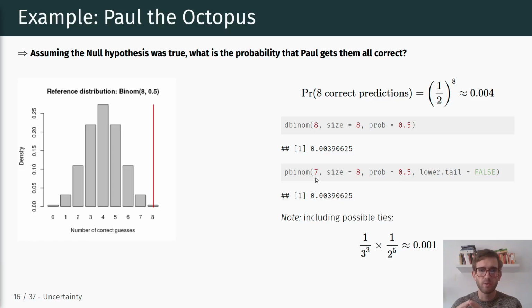We could also do this with pbinom, which gives you the cumulative probability up to a certain point, or if we include the option lower.tail equals FALSE, that's 1 minus that probability. So we have the probability of observing a value larger than 7, so that's just the value equal to 8, of a binomial distribution of size 8 with success probability 0.5, and of course that probability is the same value as the value up here. Okay.